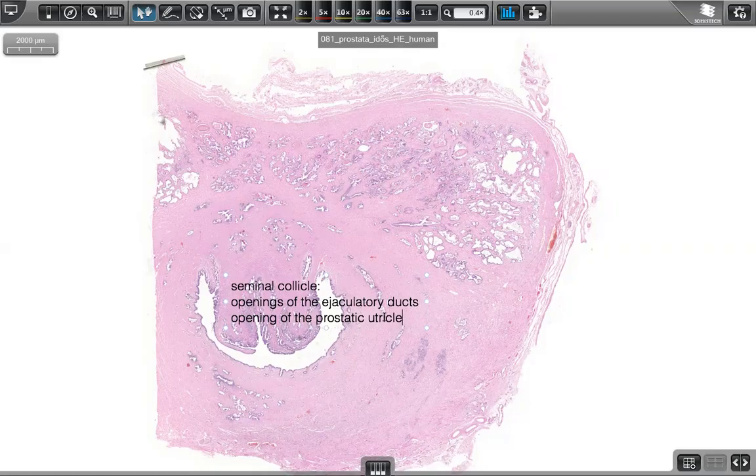Prostatic utricle, it's a blind pouch. It's just a developmental remnant of the Müllerian duct. So the prostatic utricle is a developmental remnant. It's a small pouch of the Müllerian duct. It has a funny name, so it's called the uterus of the male. But it's extremely small. We cannot see it on this specimen, on this slide. We can see only the seminal colliculus.